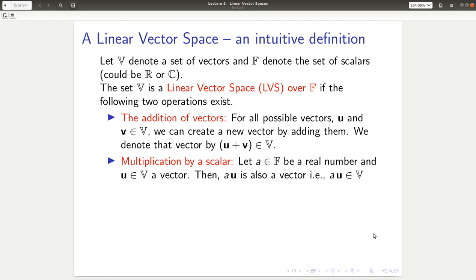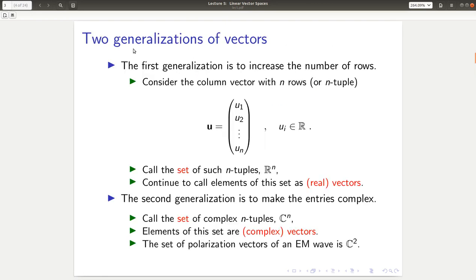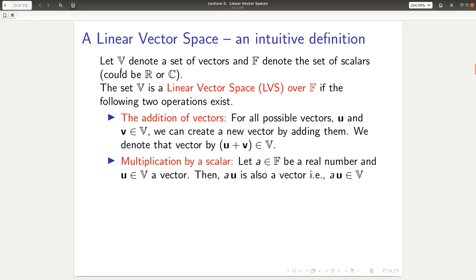Now we are ready to give an intuitive definition of a vector space, and we will see that Rn and Cn form 2 examples of that. Let V denote a set of vectors and F denote the set of scalars, because I don't want to keep switching back between R and C. For us, F can mean R or C. We will later see that it could be something much more general. But at this point F is either R or C.